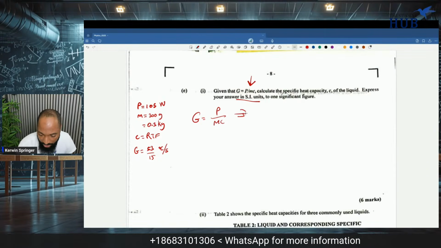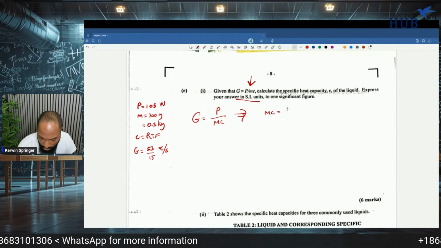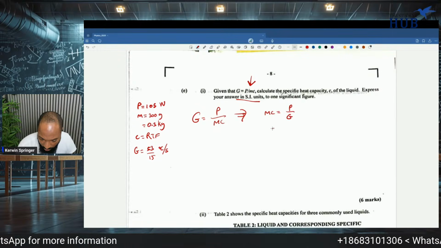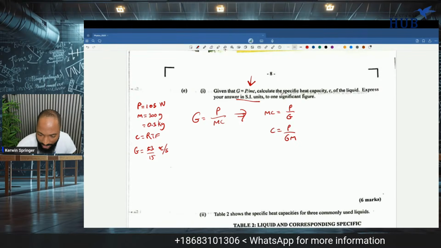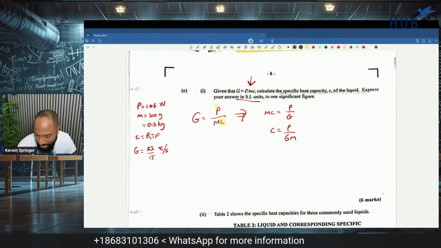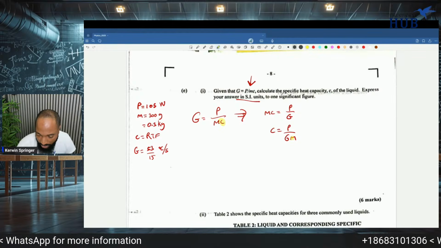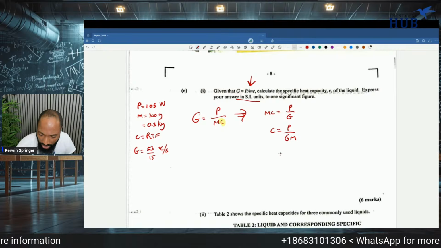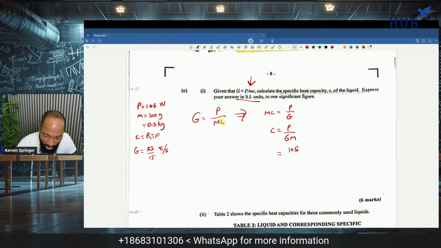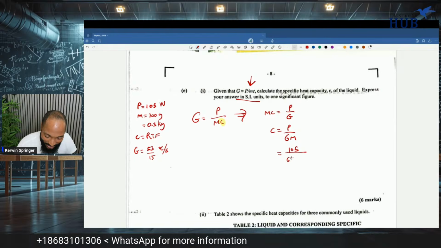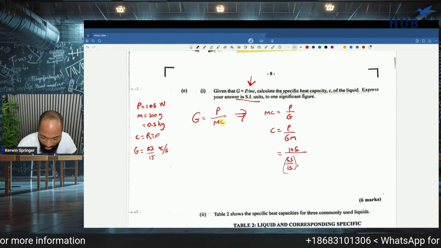Well, I would rearrange this one time. So MC is equal to P over G. So C is equal to P over GM, right? Because I want C. C is what I'm interested in. So why leave it there when I could just work with the letters for now? Do a little swap, bring down the M, and I cook it. Make sure you know how to transpose. And then I substitute. So you have 105 over 53 over 15 times M, which is 0.3.